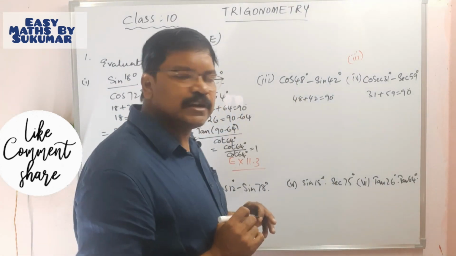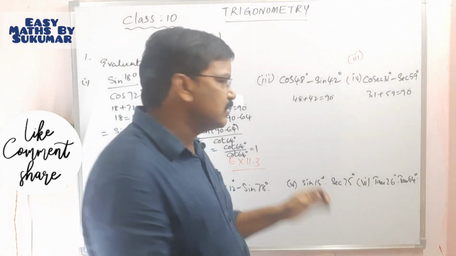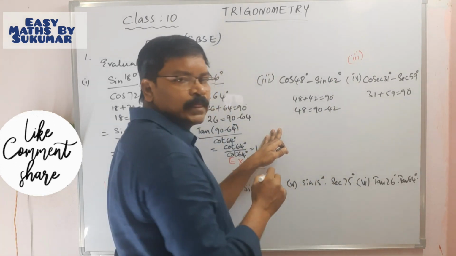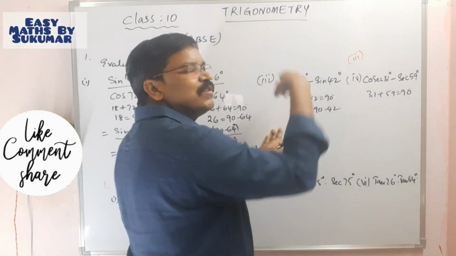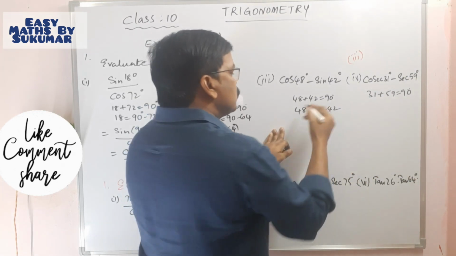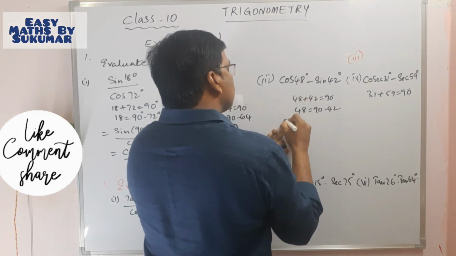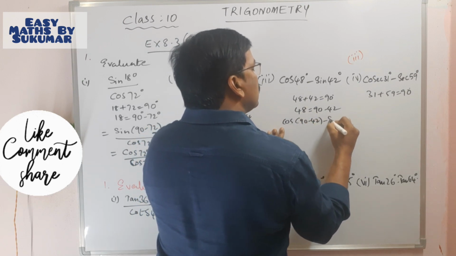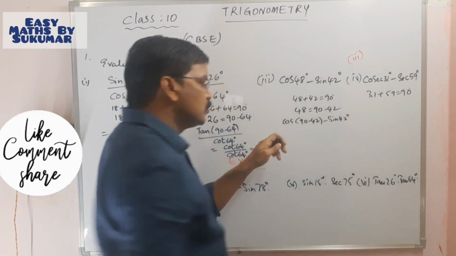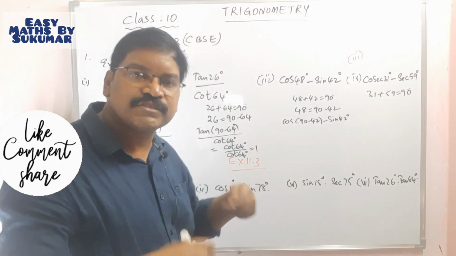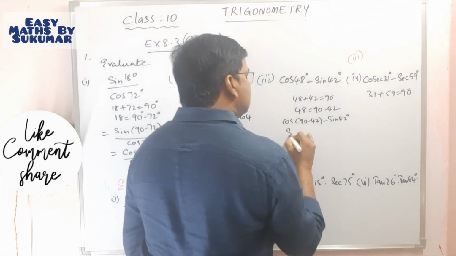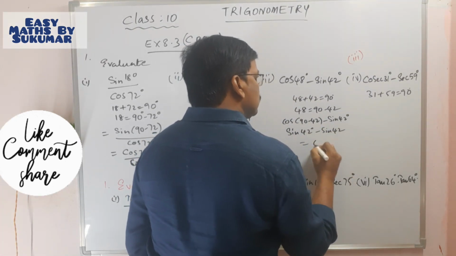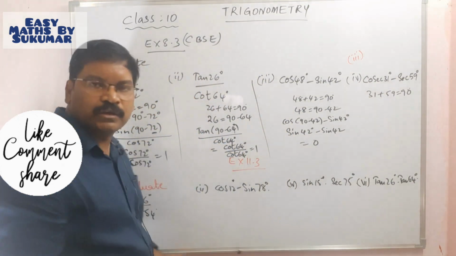Now coming to this sum, my dear students, this 48 plus 42 is 90. So what is 48, my dear students? That is 90 minus 42. Am I right? So just send this plus 42 to the other side, transpose. So that is 90 minus 42. So instead of this cos 48 degrees, we can write cos 90 minus 42 minus sin 42. So what is cos 90 minus theta? It is equal to sin theta. So this is sin 42 minus sin 42. So this is equal to 0. Okay, got it, my dear students.